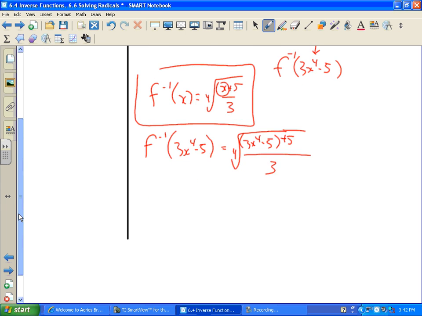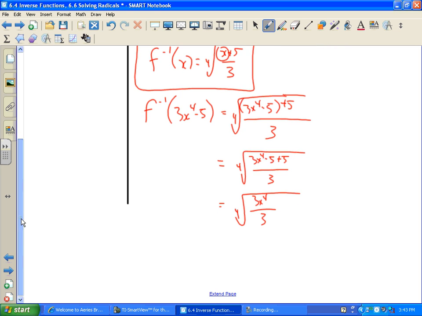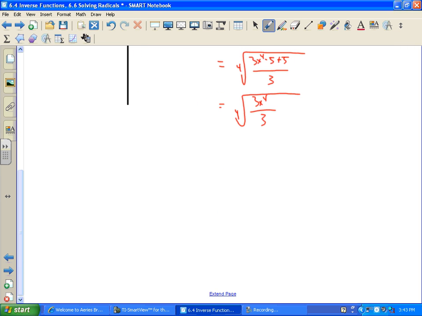Simplify. Work from the inside out. Remember, we're only going to work the right-hand side. That is the fourth root of 3x to the fourth minus 5 plus 5 divided by 3. That is the fourth root of 3x to the fourth over 3. Plus 5 minus 5 goes away. I have 3x to the fourth over 3. I got a giant 1 there. I now have the fourth root of x to the fourth. The fourth root of x to the fourth is just x.